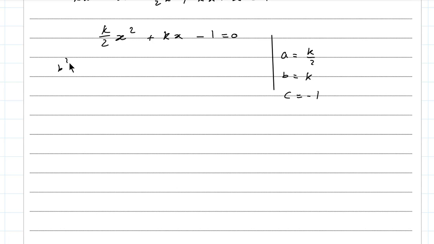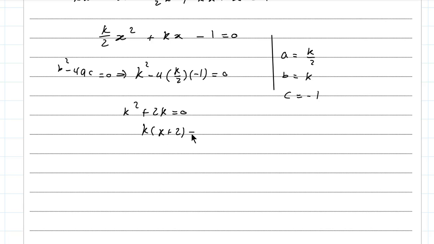Then we can write here b squared minus 4ac equals 0, which implies that b squared, which is k squared, minus 4a, which is k over 2, and then c, which is negative 1, should be 0. k squared, negative, negative, positive, 4 over 2 will be 2, then plus 2k equals 0. We can factorize it to be k times (k plus 2) equals 0, either k equals 0 or k equals negative 2.